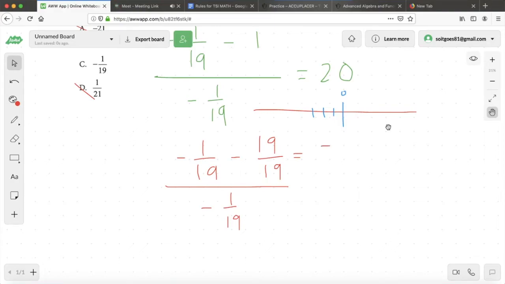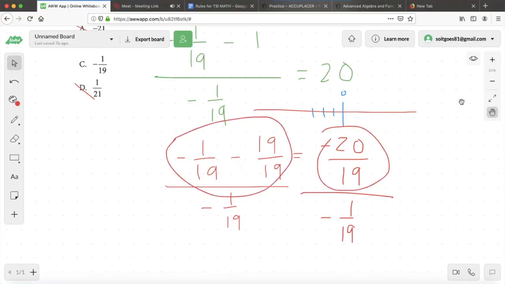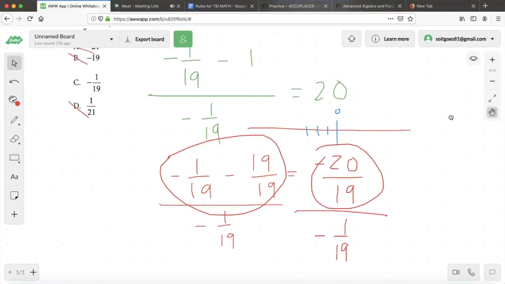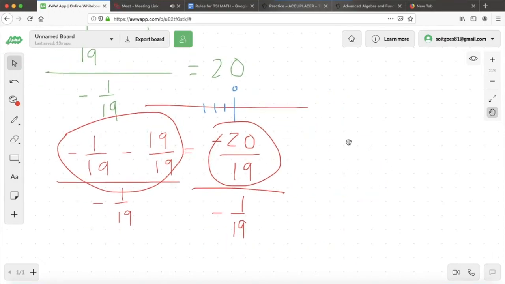So that's a negative 20 in the numerator and still 19 in the denominator, and then we're dividing that by negative 1 over 19. I've just combined those fractions right here. If you don't fully understand how to add, subtract, multiply and divide fractions, don't freak out about it. It's helpful, but not essential. Just knowing how negatives work, we could figure out the right answer choice.